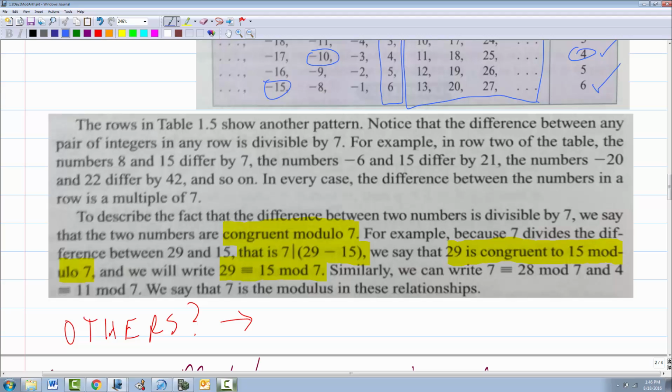One last time. When numbers have the same remainder when divided by 7, they are said to be congruent modulo 7. So again, the modulo could be anything. It could be mod 5, mod 12. When numbers have the same remainder when divided by 4, then they're said to be congruent modulo 4. The modulo can change. I just started with a 7 example to do this.